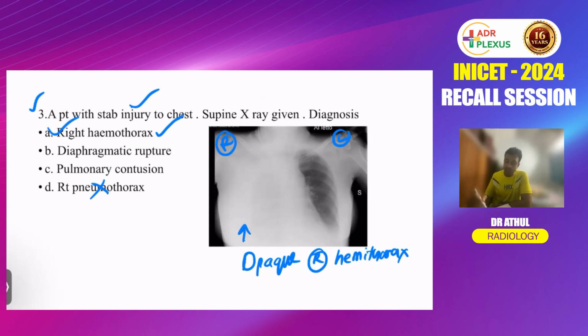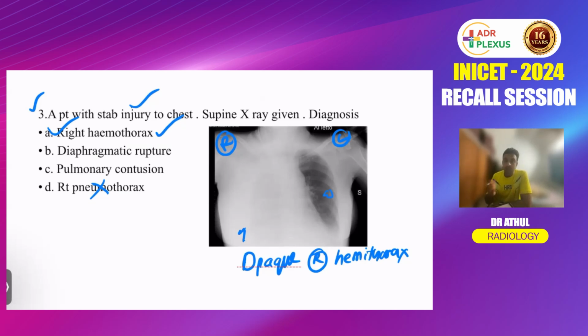In diaphragmatic rupture, we will be able to see elevated diaphragmatic borders like this. You are not able to see any diaphragm here, so it is not diaphragmatic rupture. And pulmonary contusion is actually not well visualized in X-rays. It is usually very well depicted by CTs. It will appear as ground glass densities in CT. Even in X-ray, you will be able to see some patchy opacities. It will not be a one side complete opaque thorax.